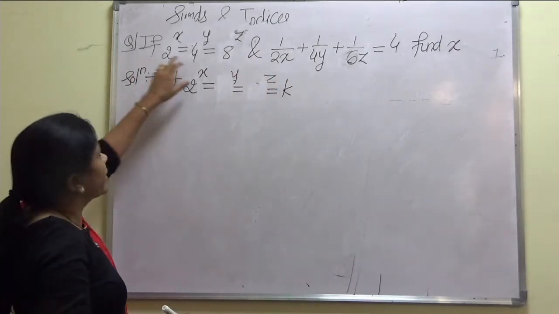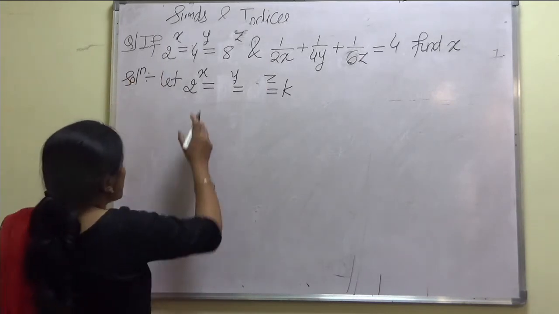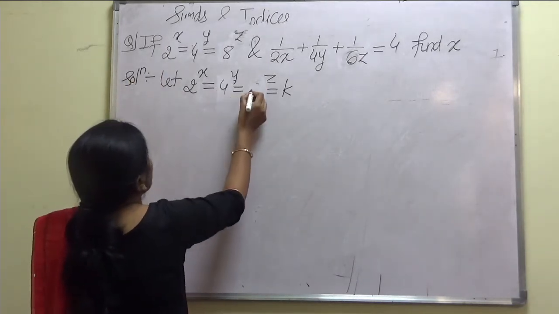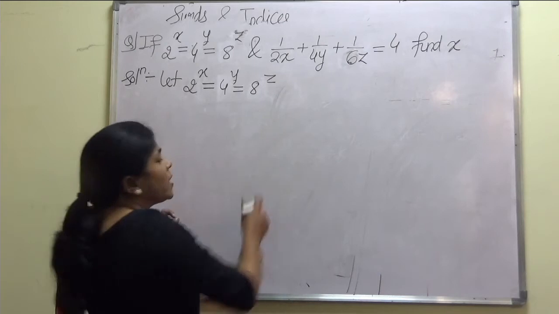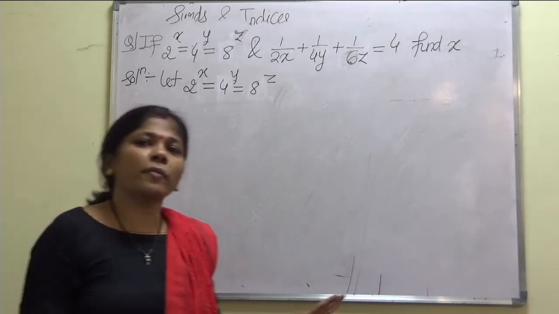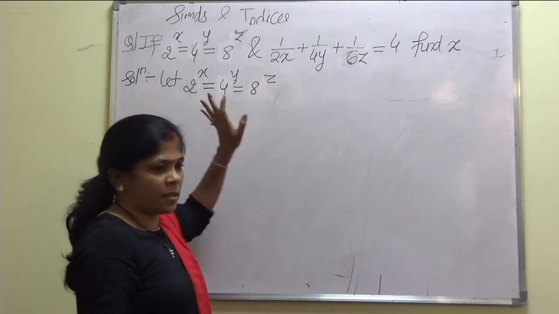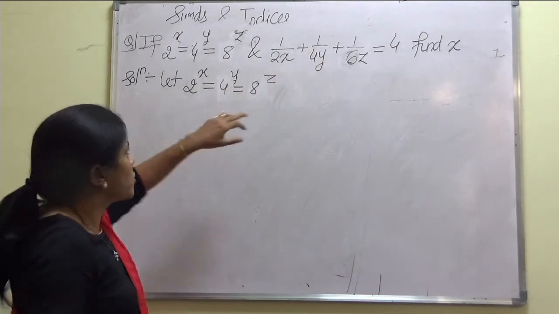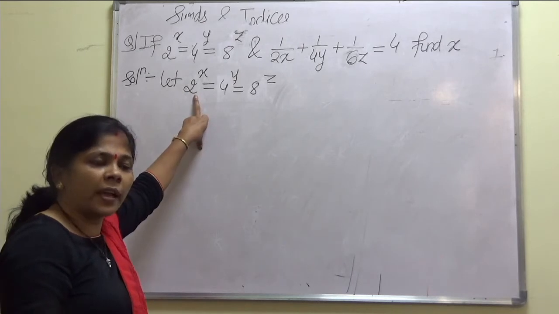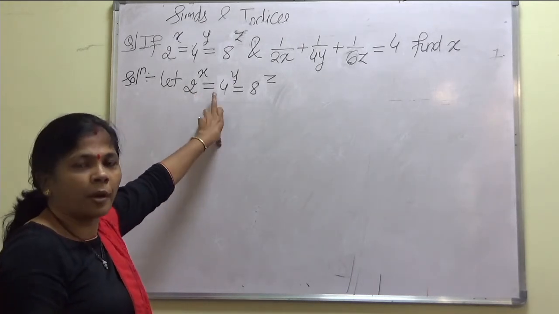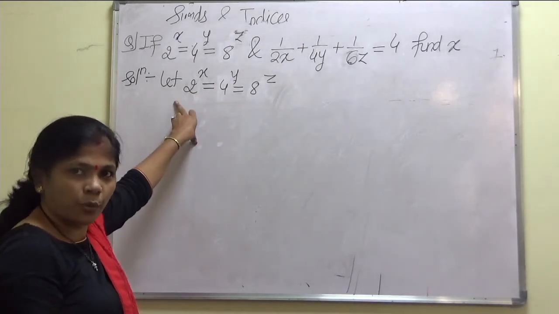Again, let us start with the first given expression, 2 raised to x is equal to 4 raised to y is equal to 8 raised to power z. Now here, as we have to find the value of x, we will not go for equating the bases. We will try to express 4 and 8 in terms of powers of 2.